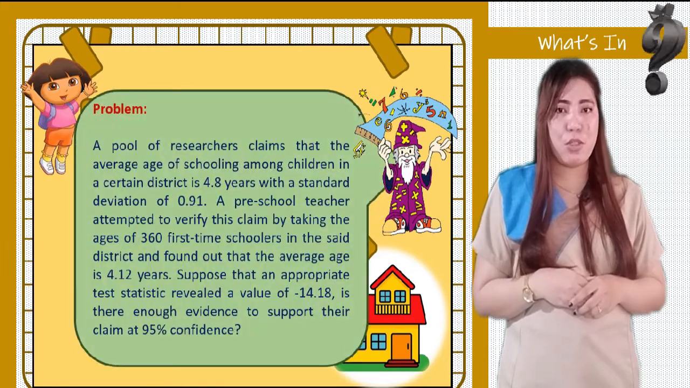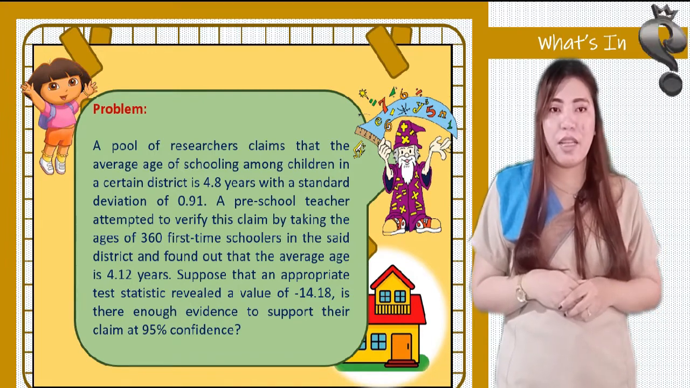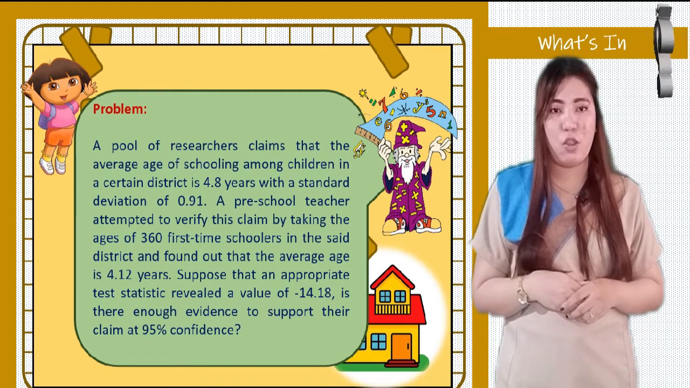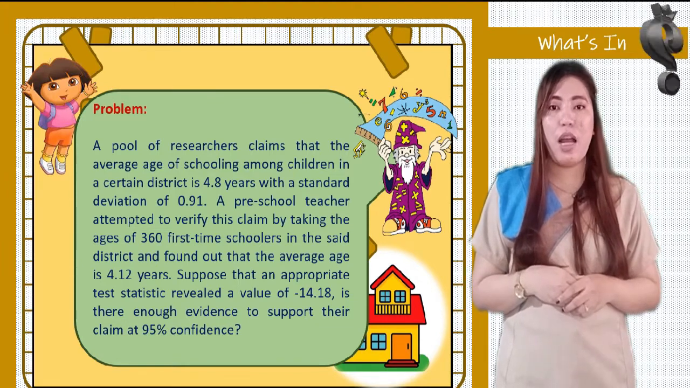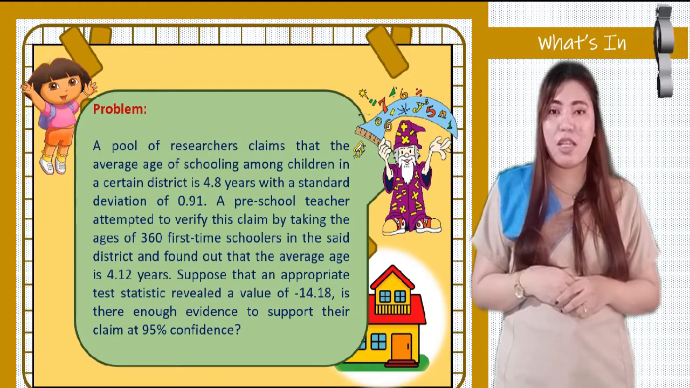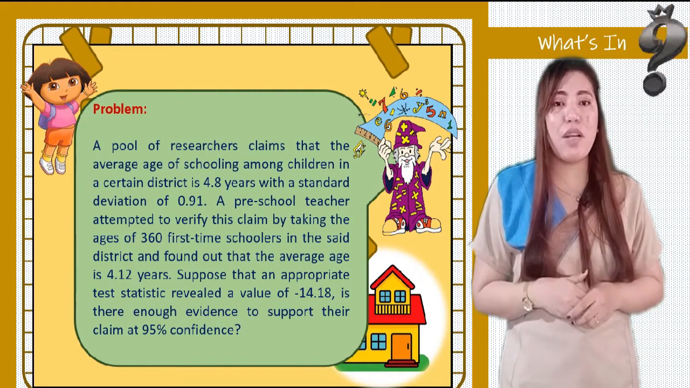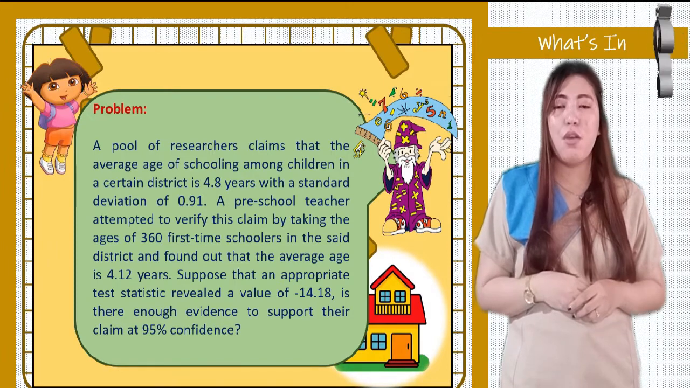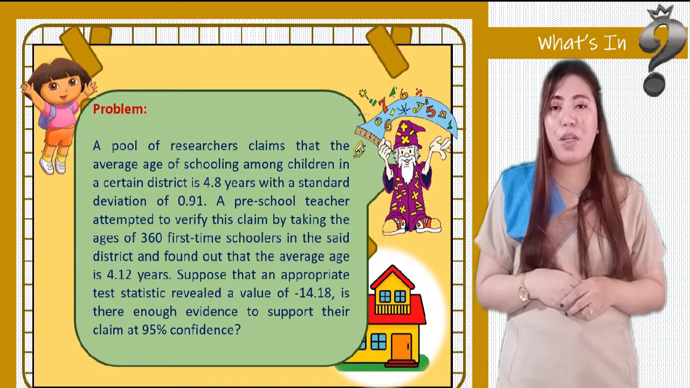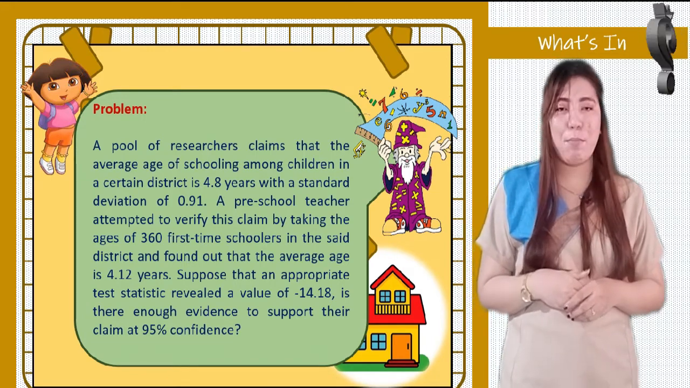Problem: a pool of researchers claims that the average age of schooling among children in a certain district is 4.8 years, with a standard deviation of 0.91. A preschool teacher attempted to verify this claim by taking the ages of 360 first-time schoolers in the said district and found out that the average age is 4.12 years. Suppose that an appropriate test statistic revealed a value of negative 14.18. Is there enough evidence to support their claim at 95% confidence?